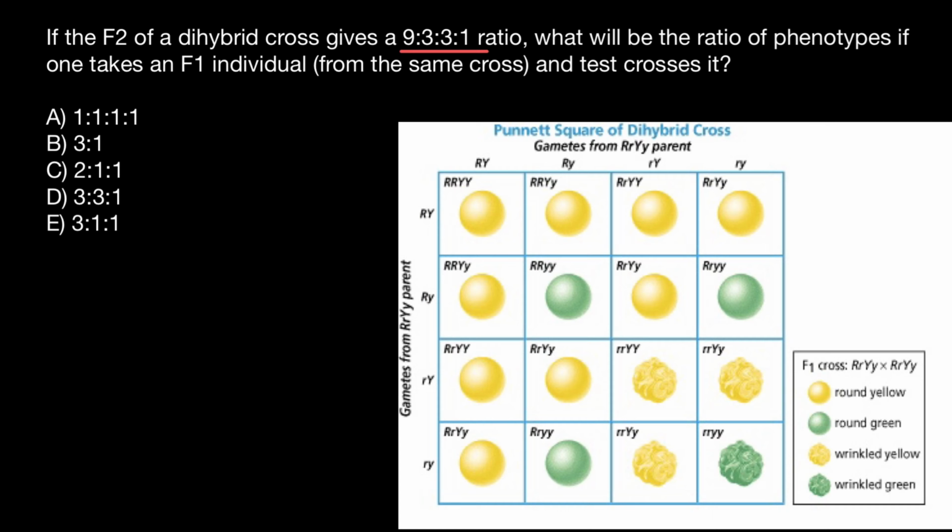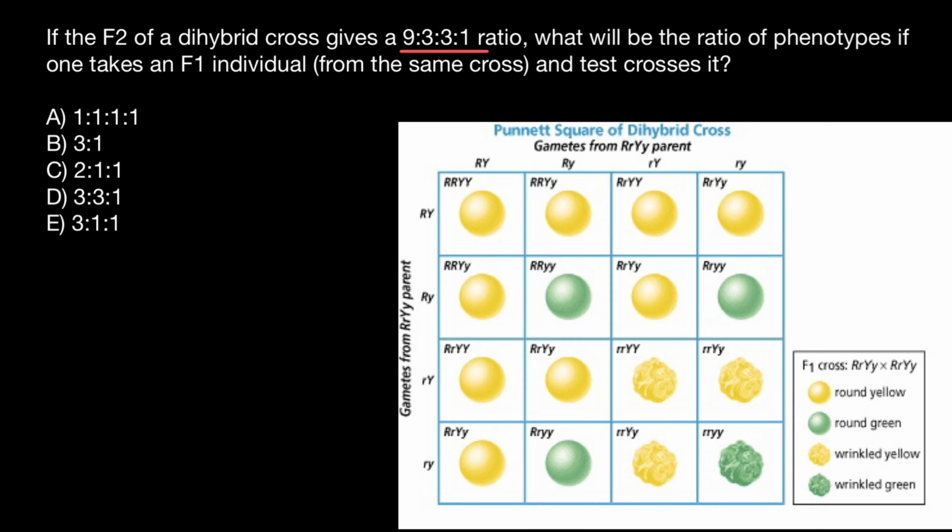9 peas we expect to be round and yellow, and 3 in this ratio stand for 1, 2, 3, which are going to be round and green. Another 3 stand for those which are going to be 1, 2, 3, yellow and wrinkled, and 1 stands for the variant when the pea is going to be green and wrinkled. So what we see in this picture is the F2 generation. Now let me show you the parental generation, first generation, and F2 generation.